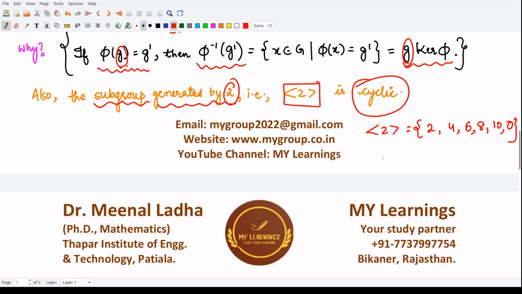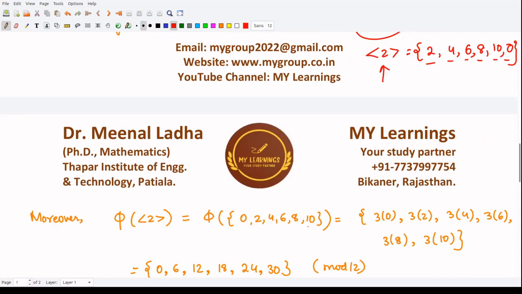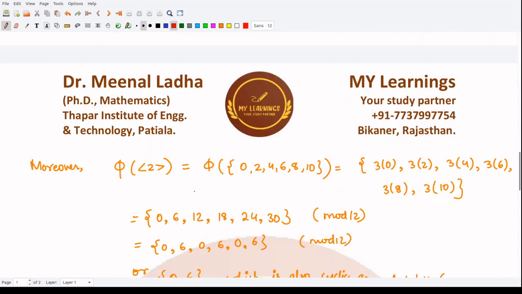So what is the order of 2 here? The order of 2 is, we have how many elements? 6 elements present within this set. Hence the order here is how much? 6, right? Moreover, what is phi of the subgroup generated by 2?